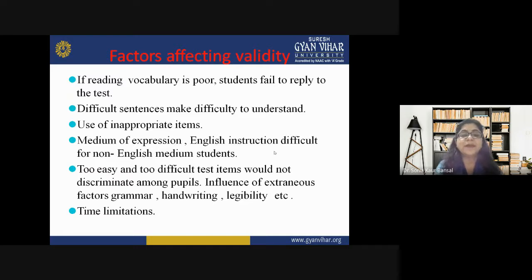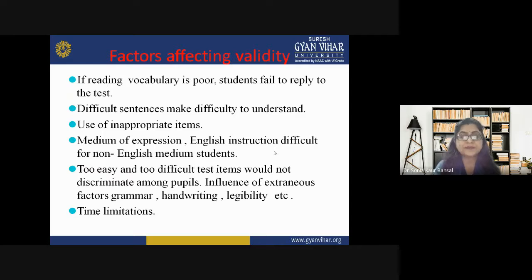And then time limitations. Yes, students, time limitation is also there. When one student is given a particular time limit and another is not given, it may also affect the validity. So these are some factors which we have to take care of while testing. So validity is very important. If your test is not valid, your scores will not be considered valid and your results might be affected.